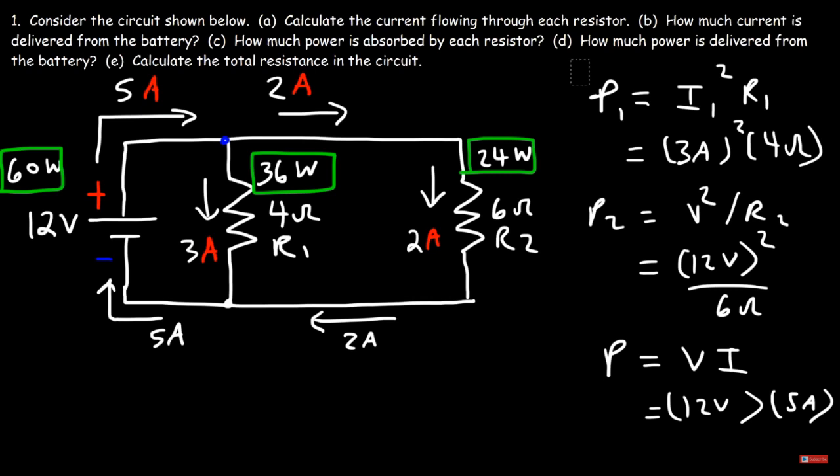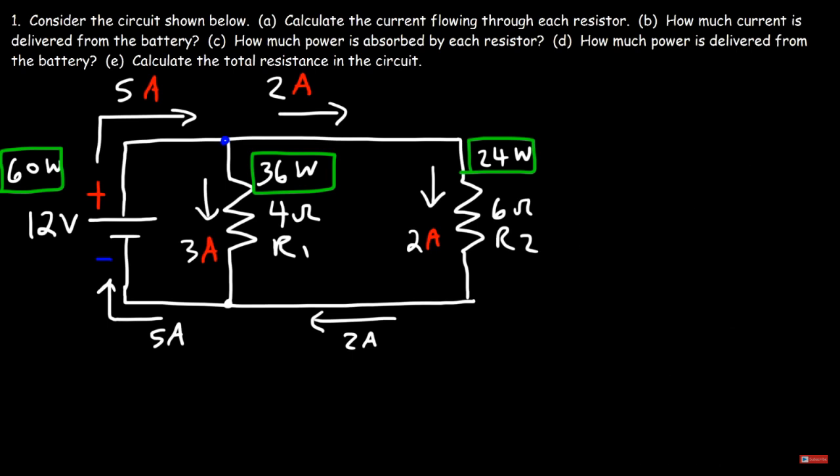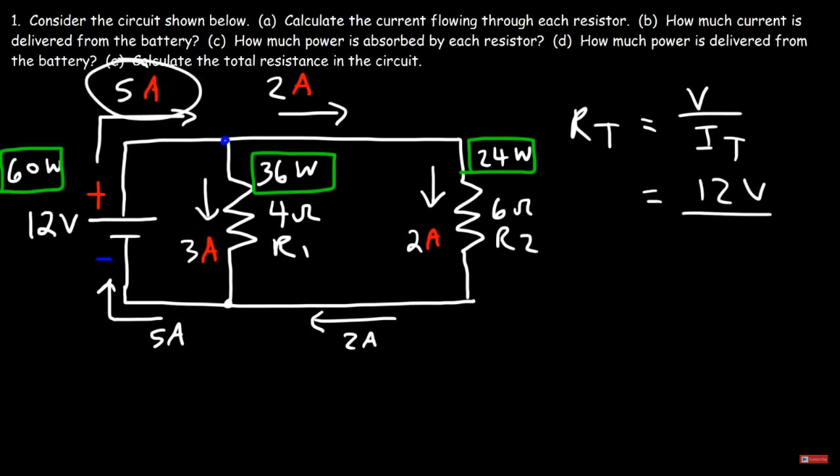Now let's move on to the last part. Calculate the total resistance in the circuit. Now there's two ways in which we can do that. The first way is to take the voltage of the battery and divide by the total current in the circuit. So we have a 12-volt battery, and 5 amps of current is the total current in the circuit. So it's going to be 12 divided by 5. And so the equivalent resistance of this circuit is 2.4 ohms.